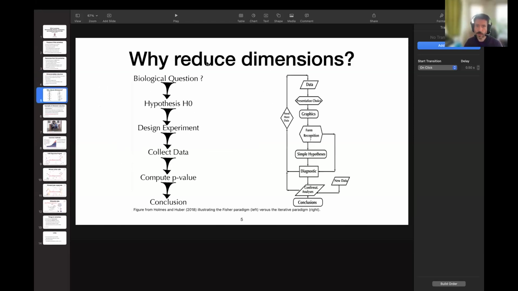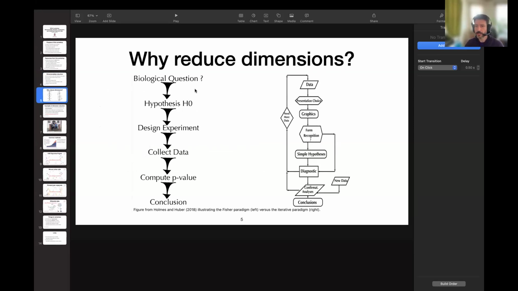But in terms of why reduce dimensions in the first place, there are kind of two paradigms in statistics that I like to think about. And on the left, you can see my cursor, right? If someone can give me a nod. Yeah, okay. So on the left here, we have what's called Fisher's paradigm. And then on the right, this is Tukey's paradigm.